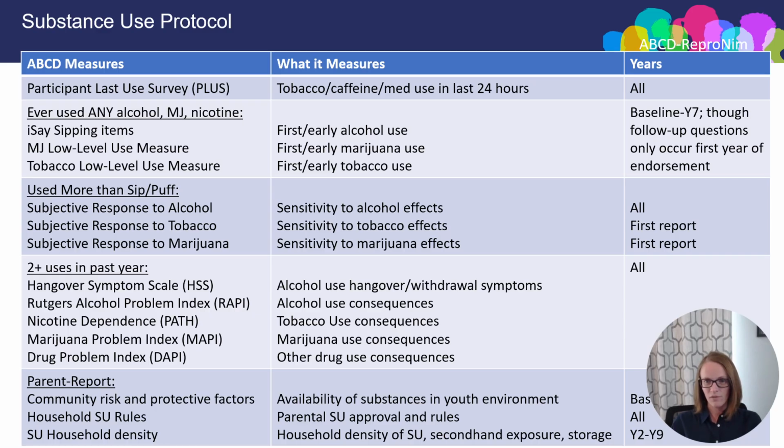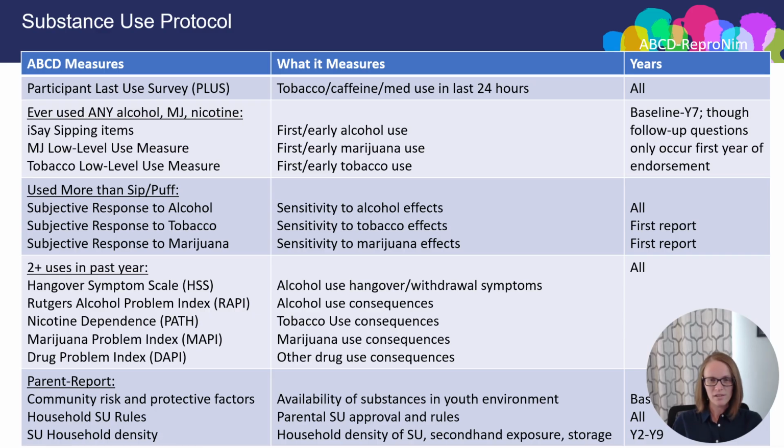And these were all given from baseline through year 7. We don't give it anymore as our youth are so much older now. And there are follow-up questions to each of these, but they only occur during the first year of endorsement. So if a participant at year 2, when they're 11 or 12 years old, first told us that they'd sipped alcohol, they'd have a lot more follow-up questions than in the subsequent years if all they were reporting is alcohol sipping. Now, for those participants who said that they used more than a sip or puff, we give them some questionnaires regarding their subjective response to alcohol or tobacco or marijuana products.